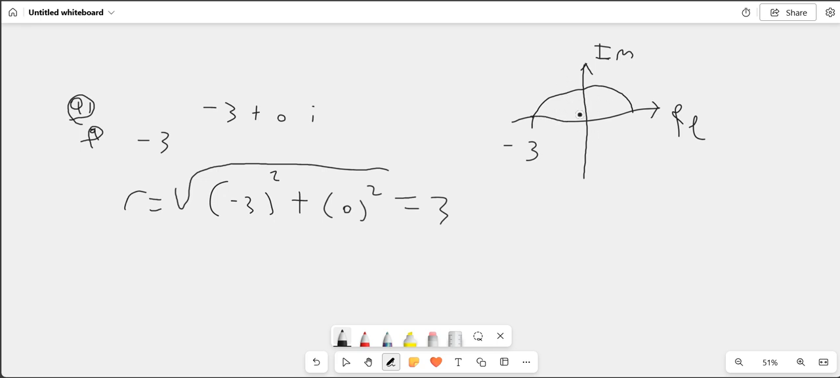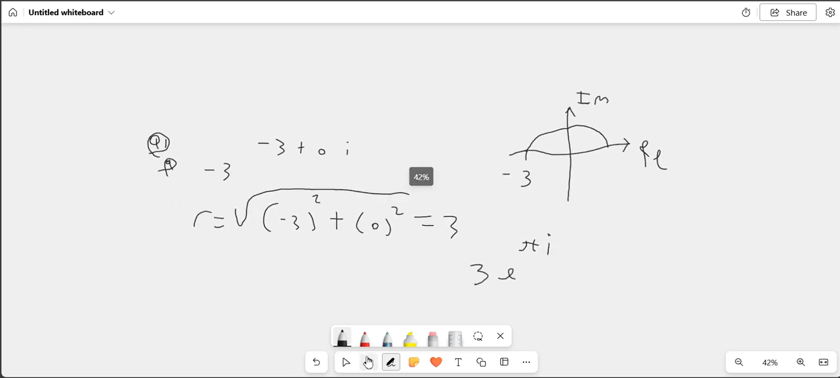Because a full circle is 360 degrees, which is 2 pi, half of that is pi, or 180 degrees. So it's going to be 3e to the power of pi i. That's in the form: pi is the angle, 3 is r. That's the solution. Next question.